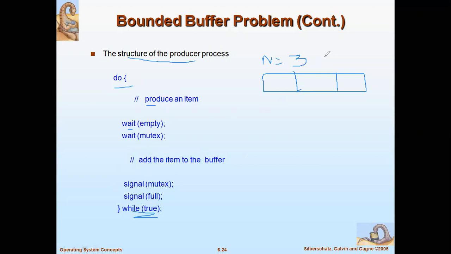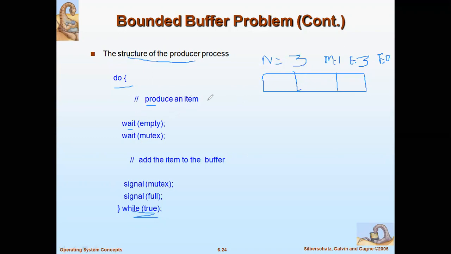Initially, let us write the initial values. What do you think is the initial value of mutex? It is 1. What is the initial value of empty? Empty is 3, right? All 3 are empty here. What about full? Full is initially 0, right? None of the buffers are full. So initially this is the status of the semaphores: mutex, empty and full.